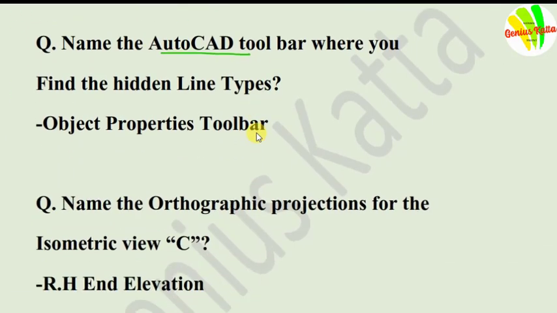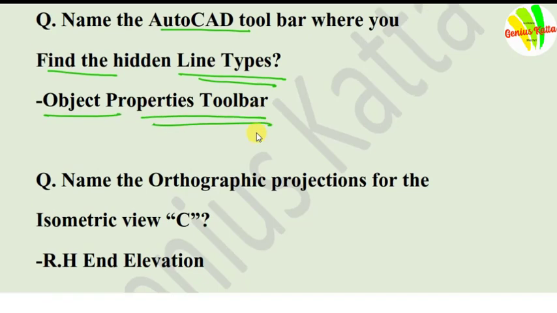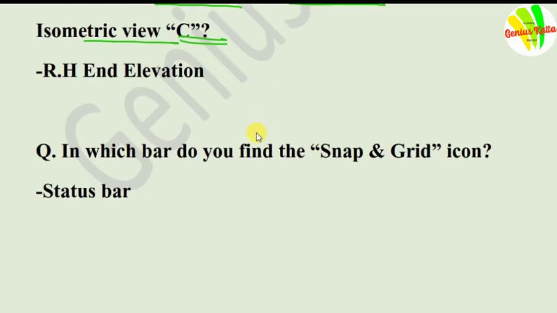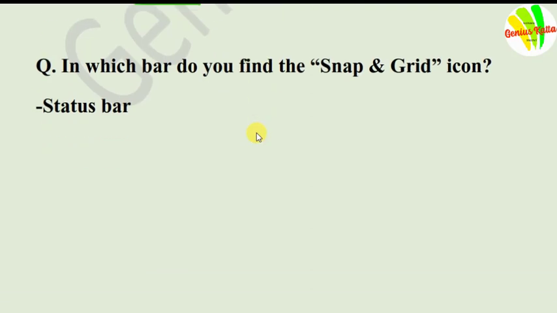Name the AutoCAD toolbar where you find the hidden line types. Answer is Object Properties toolbar. Name the orthographic projection for the isometric view. Answer is right hand end elevations. In which bar do you find the snap and grid icon? Answer is status bar.